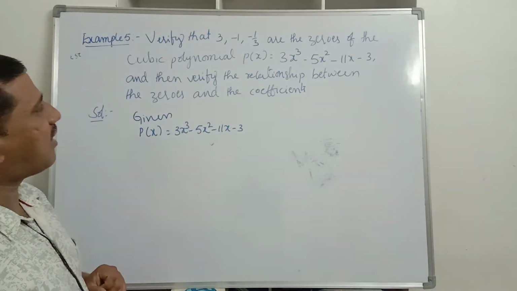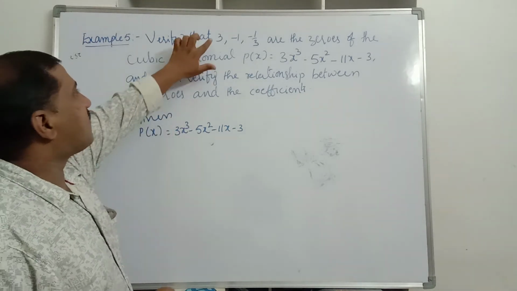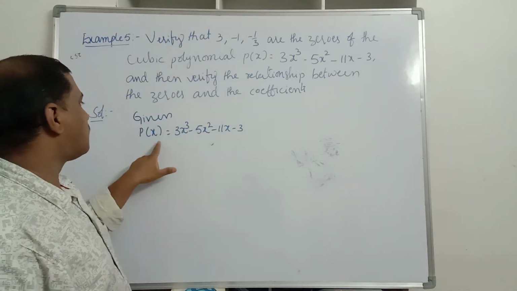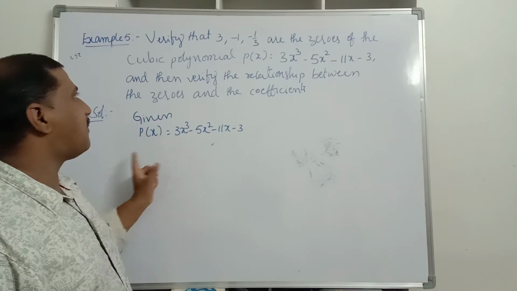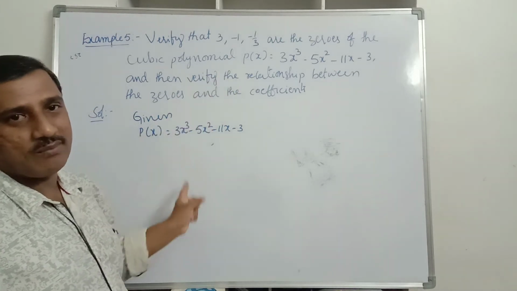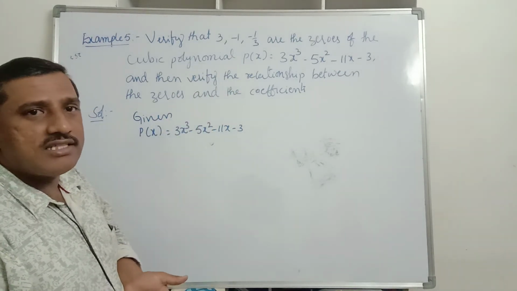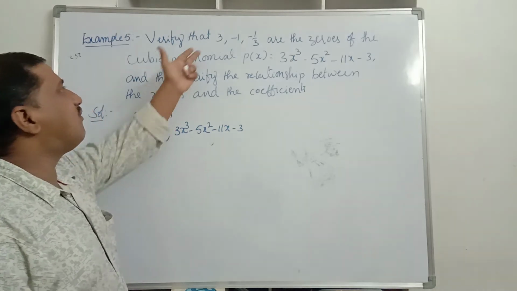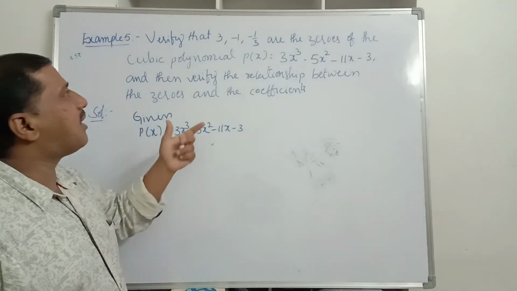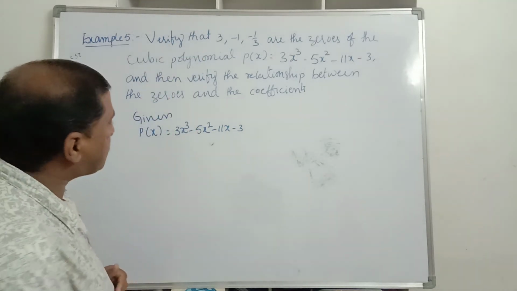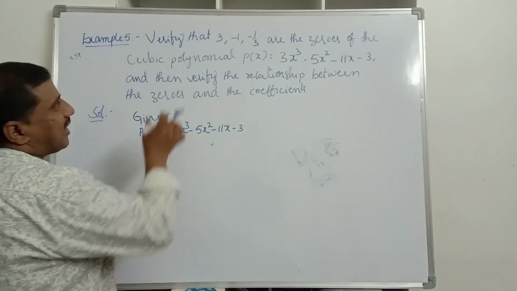given polynomial or not. So to check, substitute x equals 3, that is, find p of 3, p of minus 1, p of minus 1 by 3. If we get 0 on simplification, then we can say that 3, minus 1, minus 1 by 3 are the zeros of the given polynomial. So let us find out.